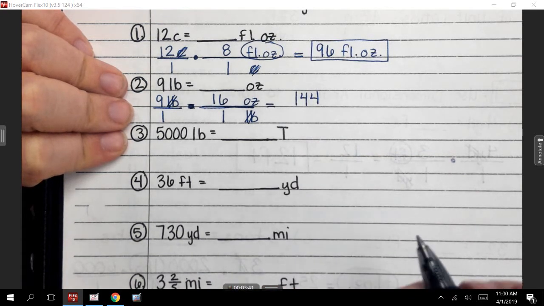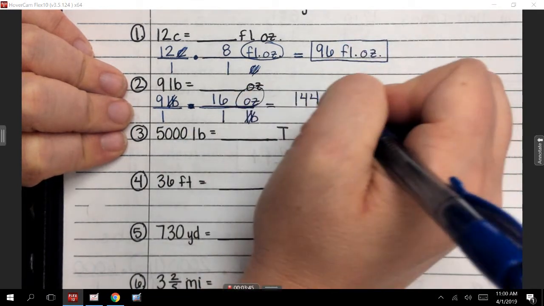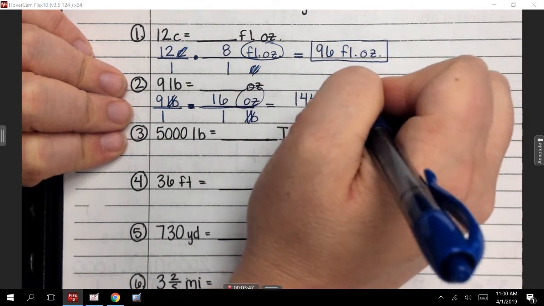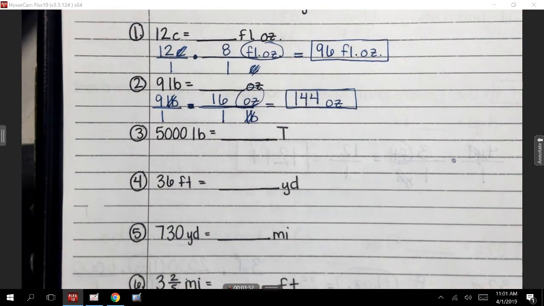What was my measurement that I should have had in my answer? What measurement should I have in my answer, Maribel? Ounces. And I forgot to circle it, but there it is. And I can write that next to my answer. Because remember, that dimensional analysis, we're looking at those measurements. So make sure you have the measurements done correctly.